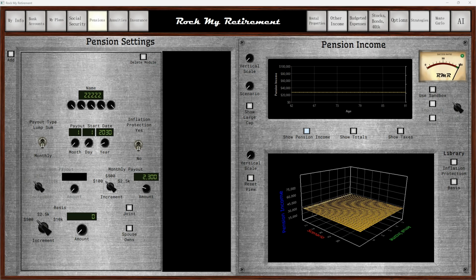Let's dig in. Your basis in a pension is the amount you contributed to the pension using after-tax dollars.